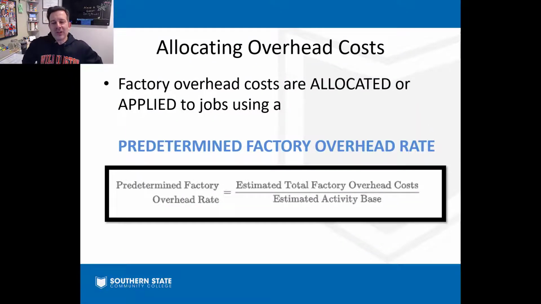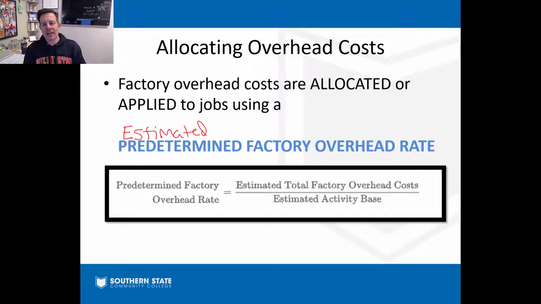So what we do is we allocate factory overhead using what we call a predetermined factory overhead rate. Predetermined is a really big, long word. I'm not a big fan of that word. I'll give you an easy word here. I like easy words. I like estimated.